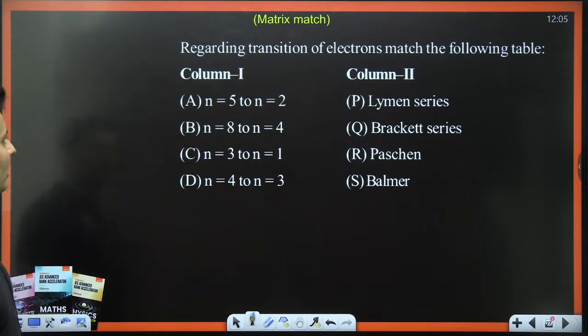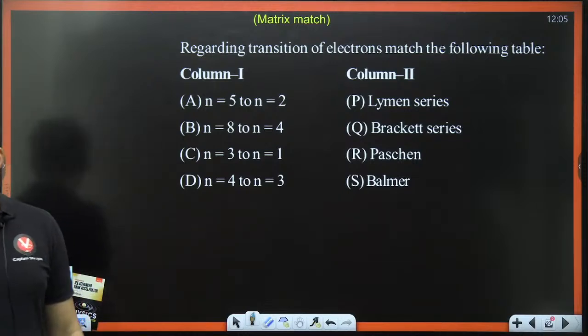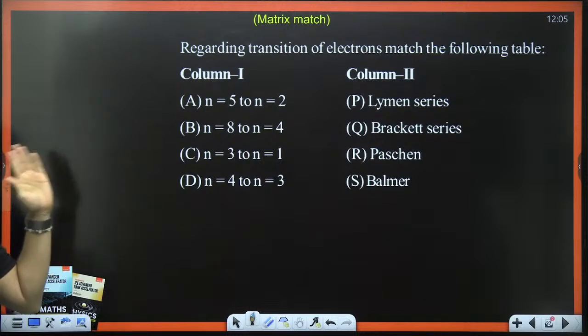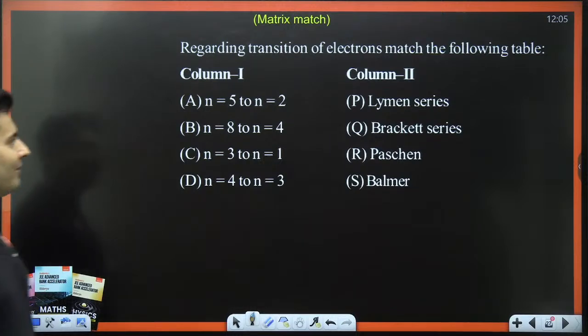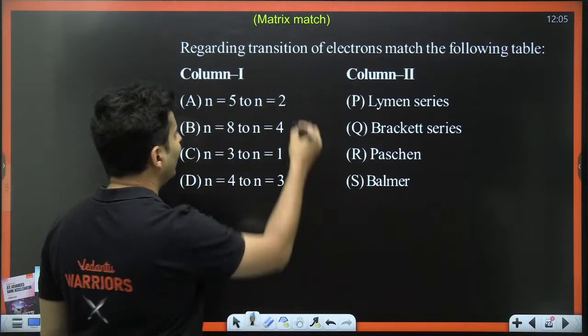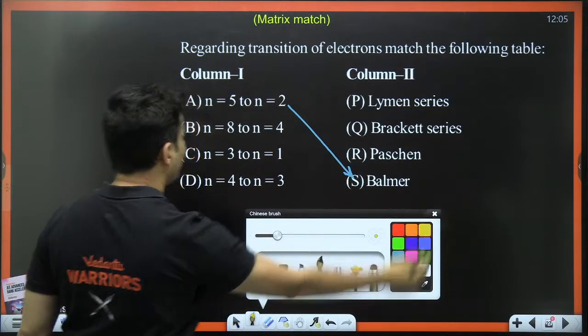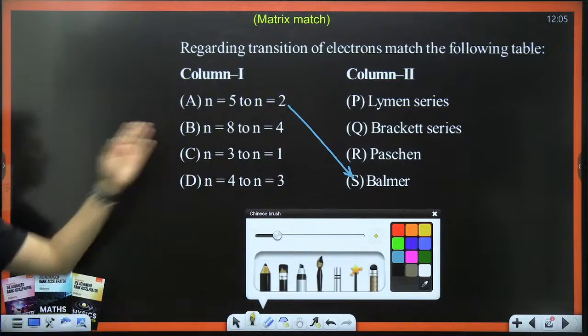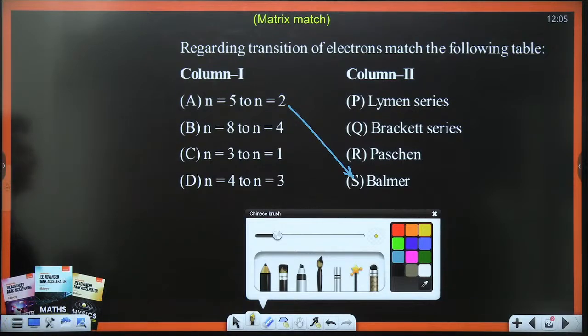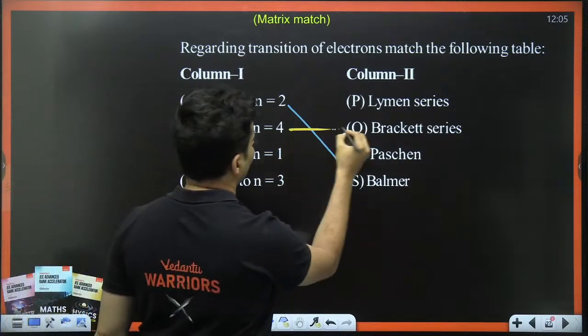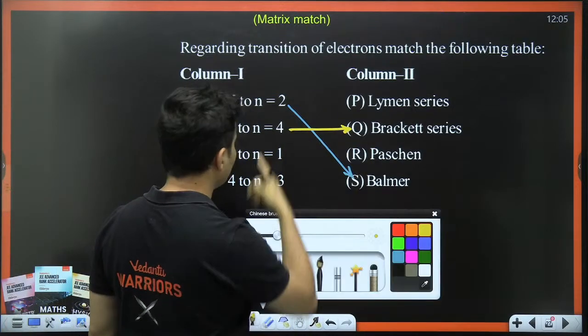Moving on, next question. Come on guys, this is very straightforward. Everybody should be able to mark it. What will option A go with? 5 to 2. Lyman, Balmer. I think it will be Balmer series. Just check this out. Okay, everybody. What is 8 to 4 going to be? Lyman, Balmer, Paschen, Brackett. Yes, so it will be Brackett series because it is going to 4.